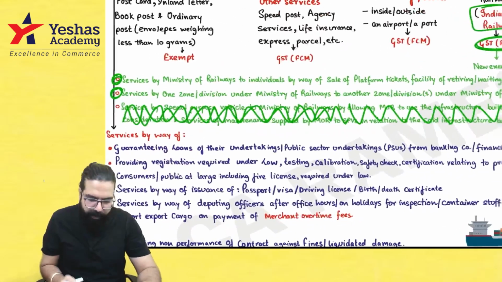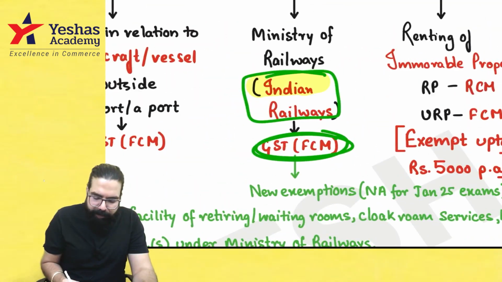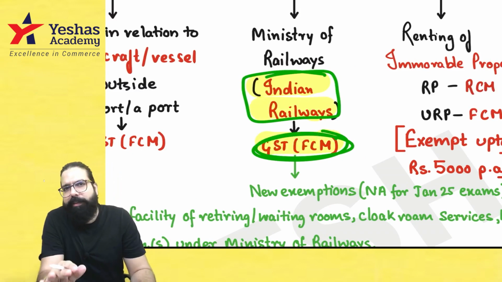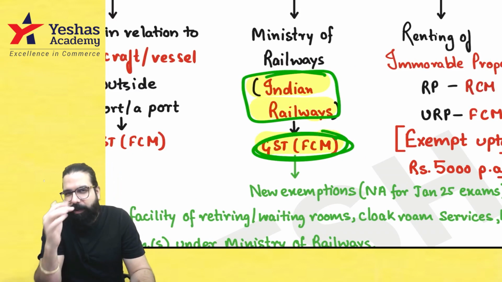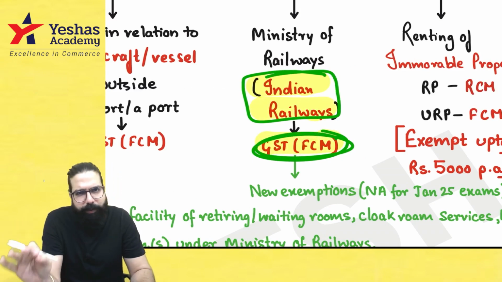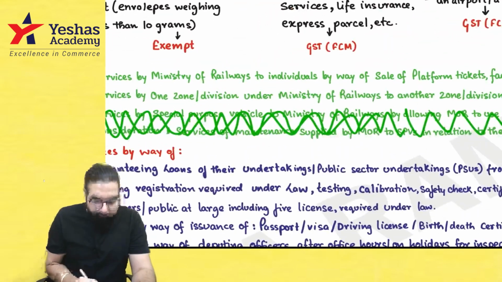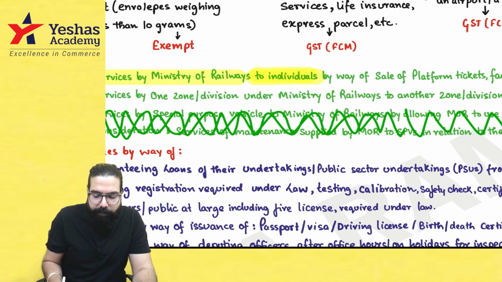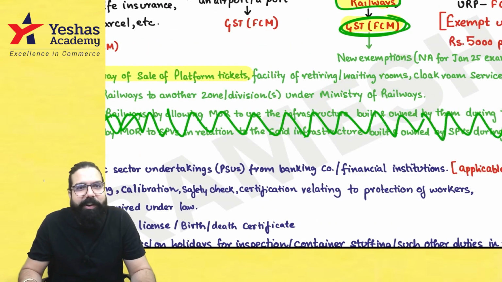Okay, listen. Now, whenever Indian Railways is giving services, GST is always chargeable under forward charge mechanism. All services of Indian Railways are under forward charge. But here, they have told that whenever the Ministry of Railways is giving services to an individual by way of sale of platform ticket. You want to go to the platform?